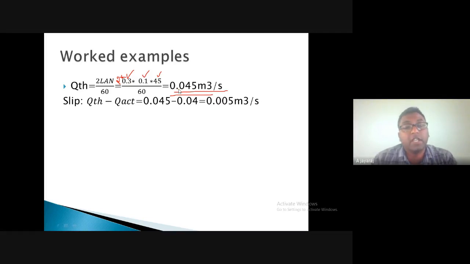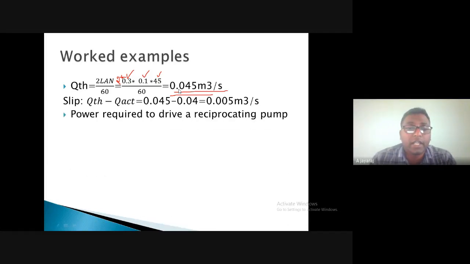Slip is given by the difference in theoretical and actual discharge. Actual discharge is given in the problem. Theoretical discharge is 0.045 meter cubes per second. On subtracting, we'll be getting the slip as 0.005 meter cubes per second in terms of discharge.